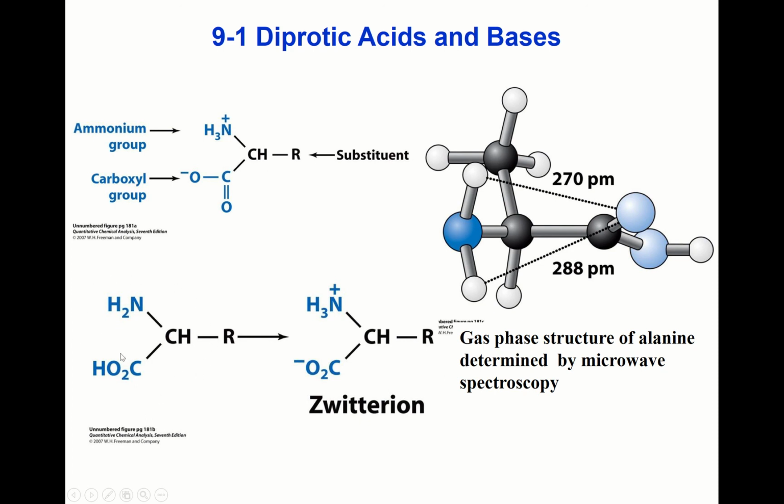This one is the neutral form, but the carboxylic acid proton is rather a strong acid, right? So it dissociates and goes to this amine group. This is called a Zwitterion. Zwitter is German, and it means two. Anyway, these amino acids are thoroughly studied.